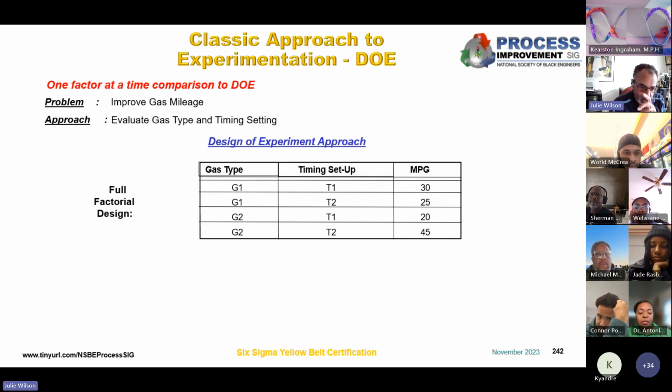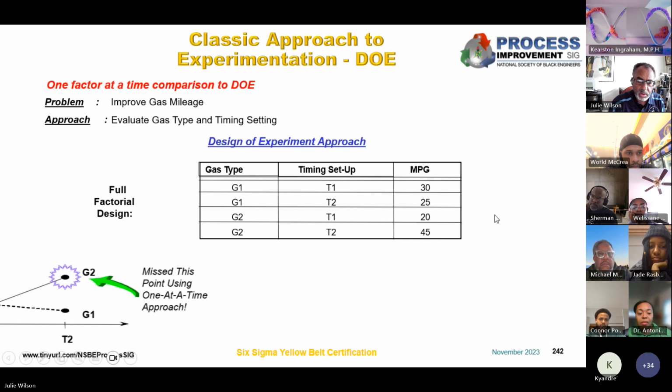Had you run a full factorial design experiment and tested each of the 4 combinations, instead of just testing 2 combinations and then adding a third, what you would have found is with G1, T1, you got 30 miles per gallon. You ran G1 and T2, you got 25 miles per gallon, and you ran G2 and T1, you got 20 miles per gallon. But the thing that you didn't test was gas type 2 and timing setting 2, which would have gotten you 45 miles per gallon.